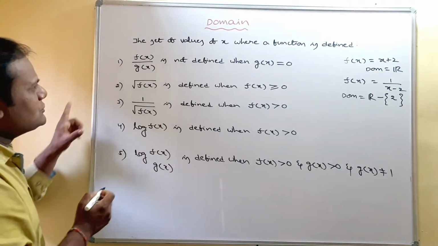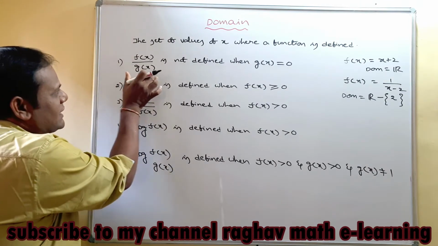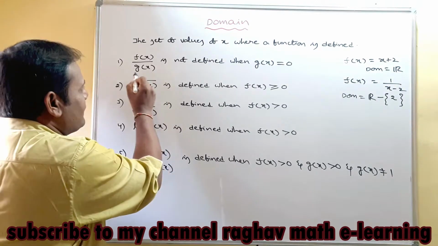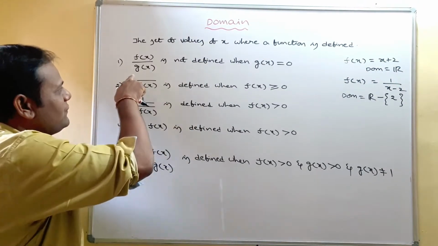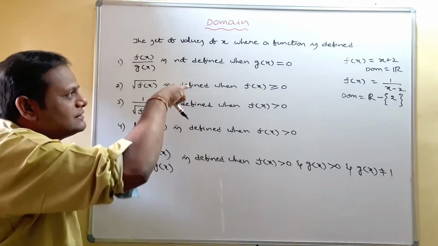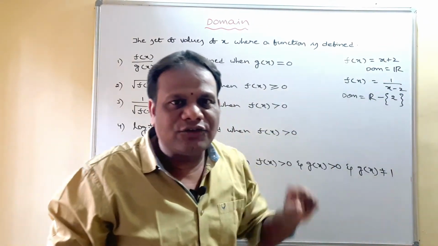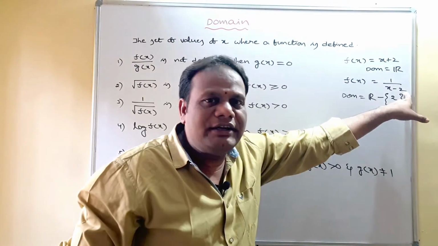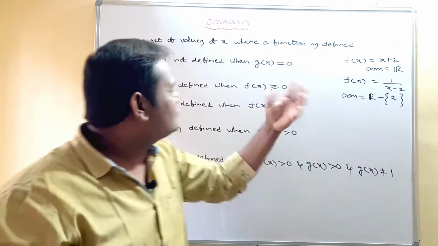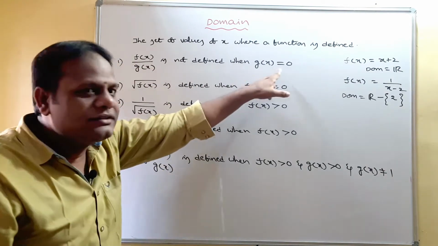See, suppose a rational function f of x by g of x. If the function is a rational function, it is not defined when g of x equal to 0. We know that if denominator is 0, then the rational function is not defined. See here, 1 by x minus 2 is also a rational function, and it is not defined if denominator is 0. So a rational function is not defined when denominator is 0.